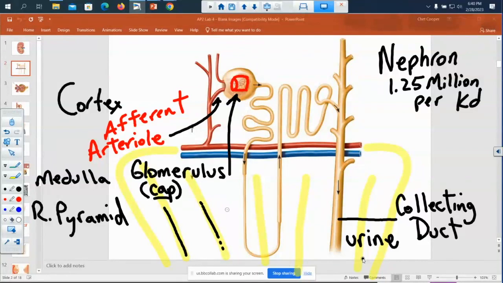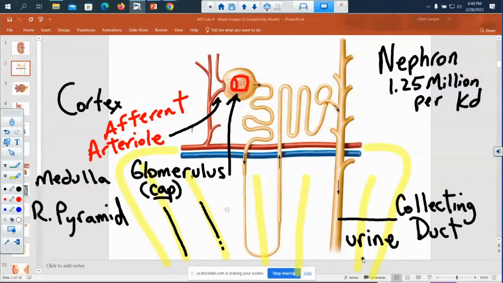So let me go through this again because we still have a lot of holes in it. But remember, blood comes into the kidney through the renal artery and it branches through the kidney. It moves all the way through the kidney to get to the cortex, the outer regions. Now is where we can filter the blood, and we filter it through this tube network called a nephron. And there's tons of those in each kidney.